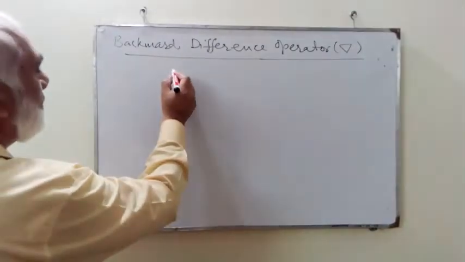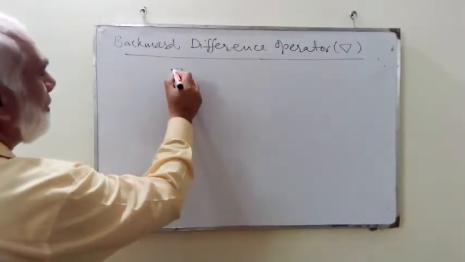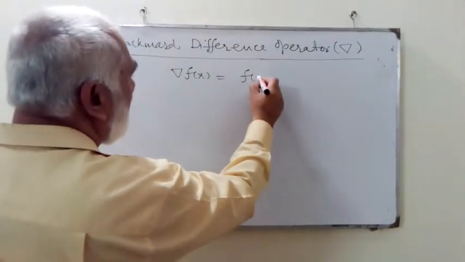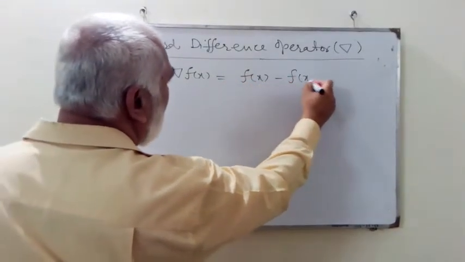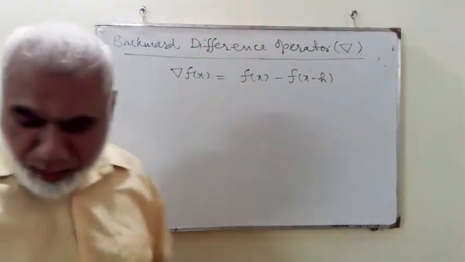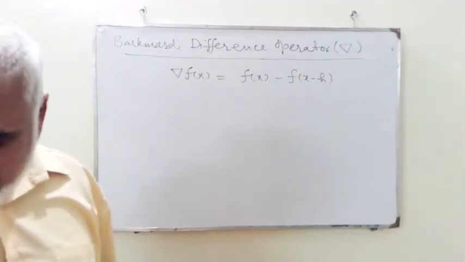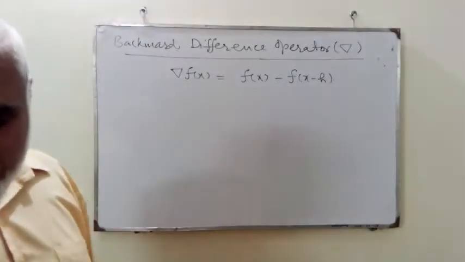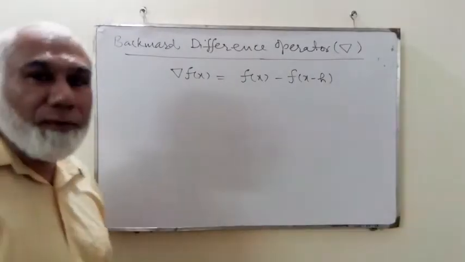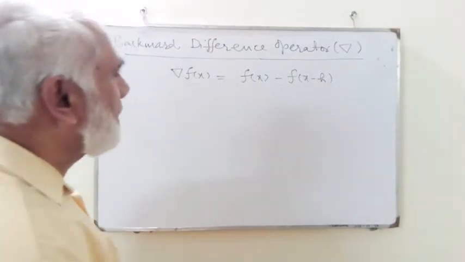It is similar to that of the forward difference but with a slight change. Whenever we apply it over a function, say f(x), the result gives you f(x) minus f(x minus h). So this is your second operator, which is named the backward difference operator, and we define it in the form of f(x) minus f(x minus h).